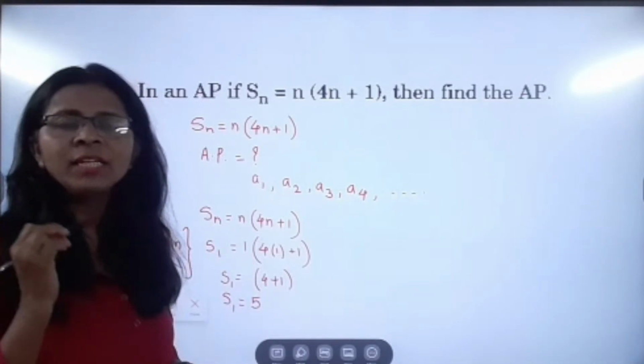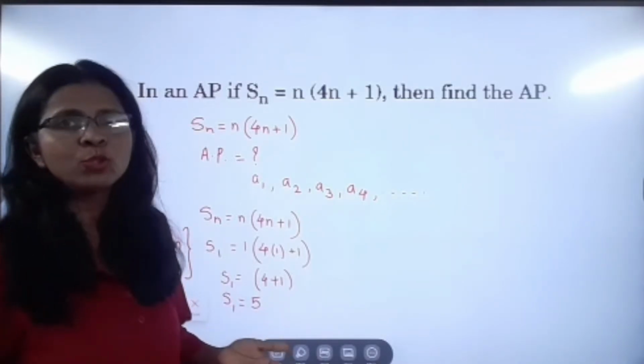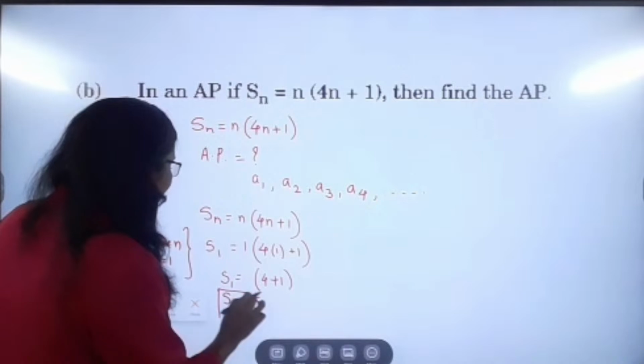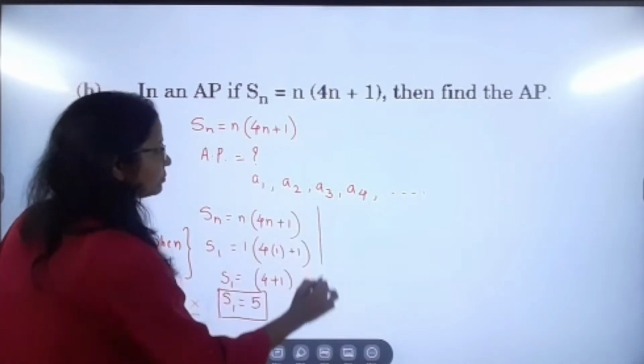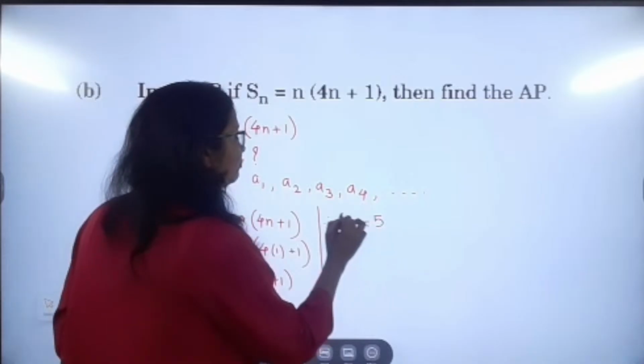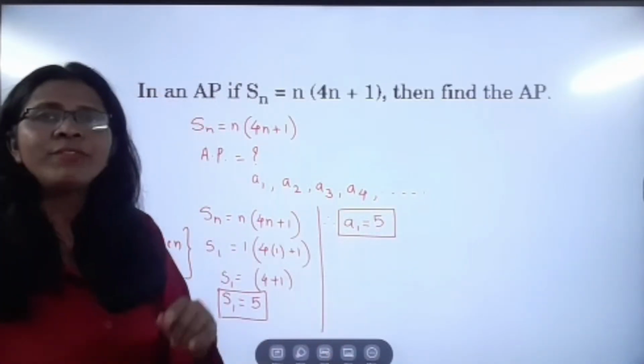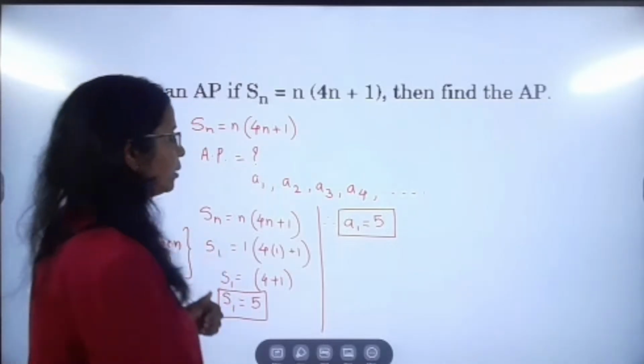So what is the meaning of the sum of the first term? Sum of the first term means the first term, students. So here S1 is nothing but the first term, which is equal to 5. Okay, in such a way we can find out the second term, students.